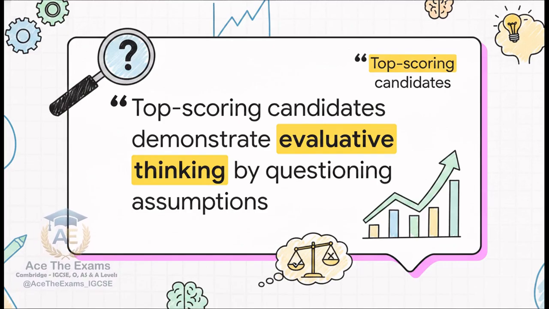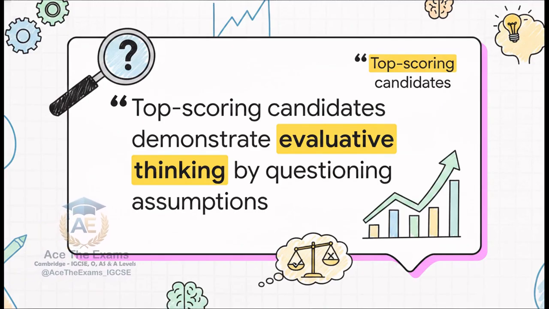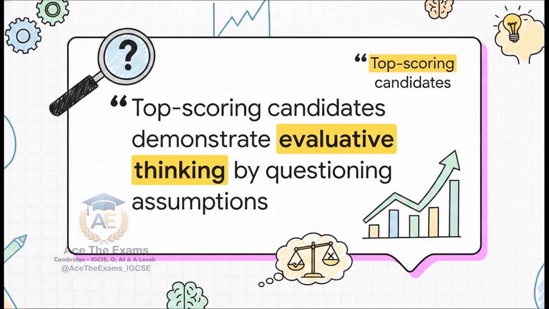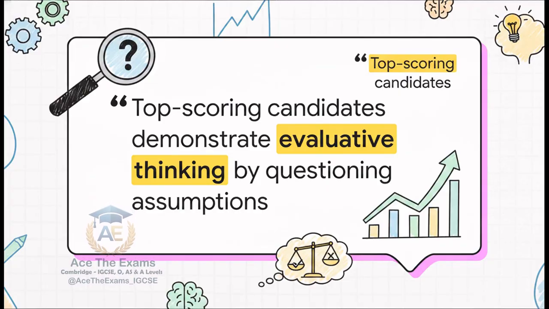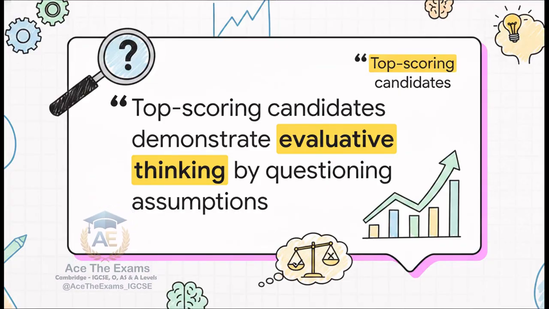Now let's rewrite it with evaluative thinking. To find the minimum area, we set the derivative dy/dx, which is 2x minus 4, equal to 0. Therefore, x equals 2. To justify this as a minimum, the second derivative is 2, which is greater than 0, confirming a minimum. Substituting x equals 2 into the original area equation gives a minimum area of 10 square meters.